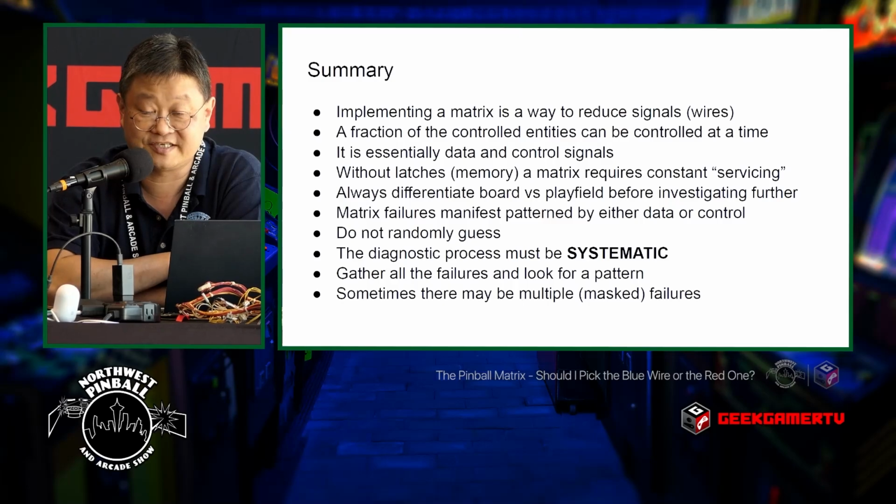It is, though, essentially a bunch of data signals, 8 bits in this case, and control signals. Who is this 8 bits of data for? Without latches, which is a form of memory, a matrix requires constant servicing or strobing. So if you look at the lamp matrix, or the switch matrix even, in terms of reading, it says 8 bits, column 1, 8 bits, column 2, 8 bits, column 3, and so on up until column 8.